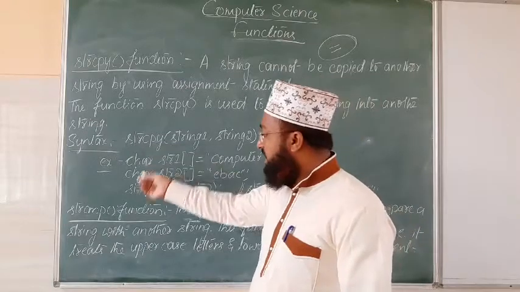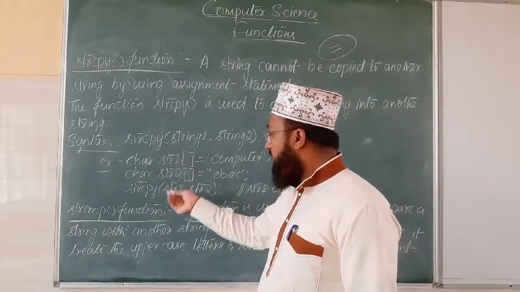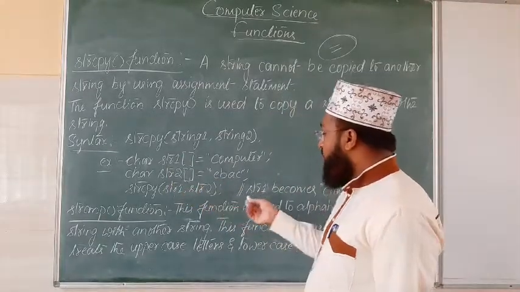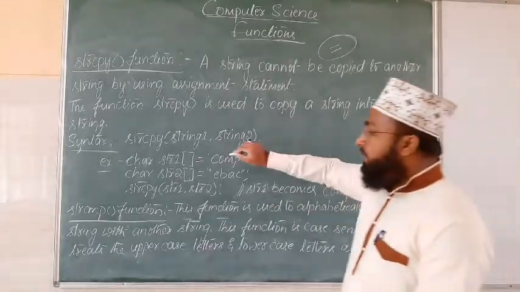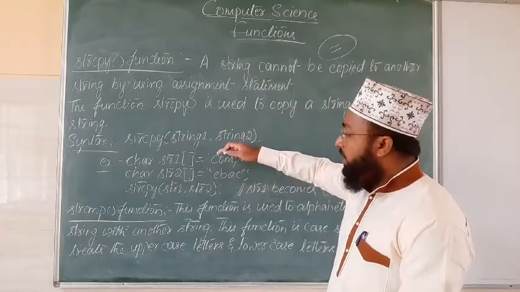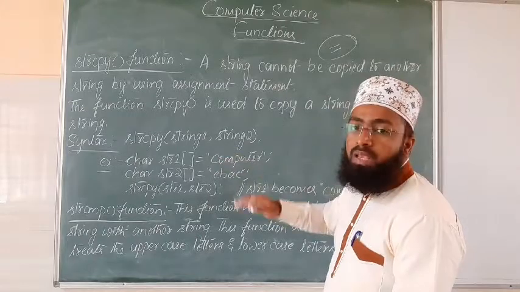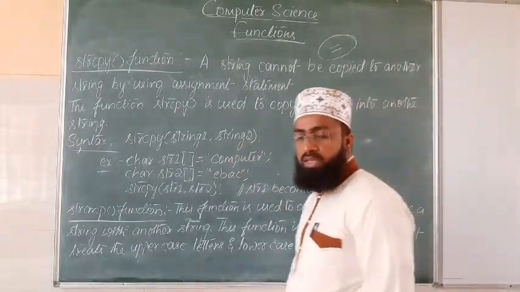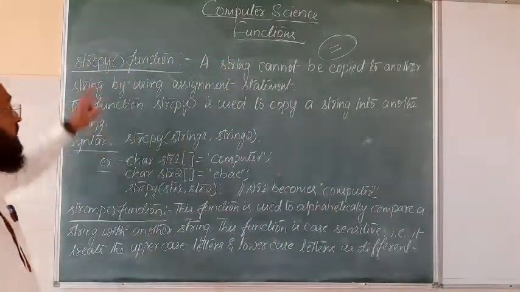Now use the function strcpy, str1, str2. After using this function, str2 becomes computer. It means that EBAC is present, and we are copying computer to EBAC. Then EBAC will be erased and computer is printed in place of EBAC. This is the use of the strcpy function.